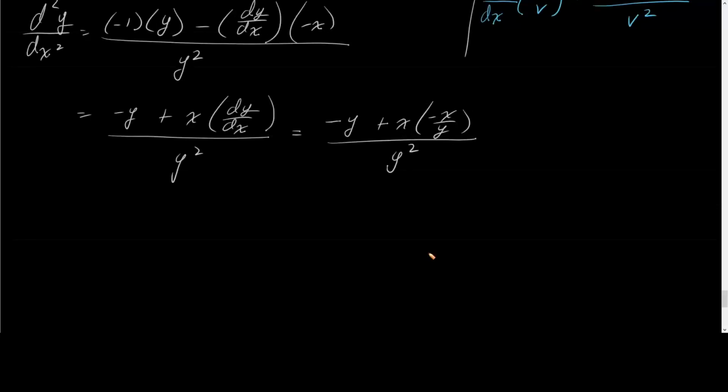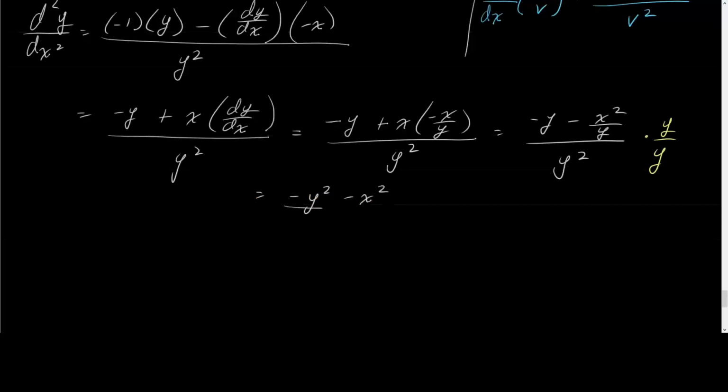At this point, let's see what we get. We end up with negative y minus x squared over y, all of this over y squared. At this point, we're going to multiply by 1. I don't want to have fractions over fractions. So I'm multiplying by y over y. And at that point, I end up with negative y squared minus x squared over y cubed, right? And if I factor a negative out of this, let's put it in alphabetical order, I end up with negative x squared plus y squared over y cubed.